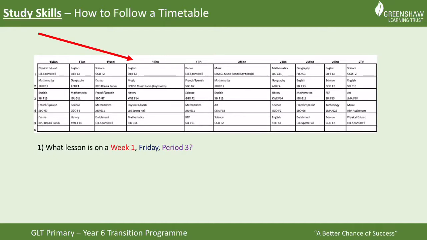Next you look for Friday. Can you see the column? And then to find out where period 3 is, you count down 3 rows. So week 1, Friday, period 3. Well done.